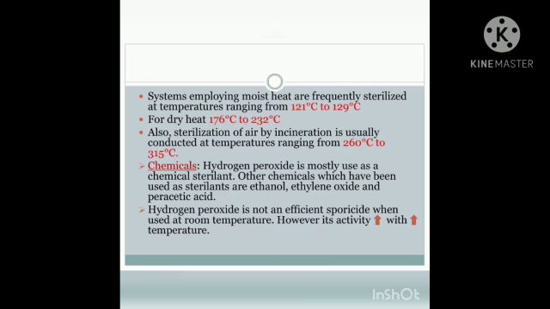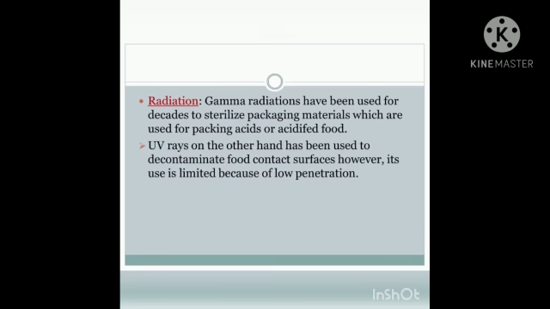Chemicals like hydrogen peroxide are mostly used as chemical sterilants. Other chemicals like ethanol, ethylene oxide and peracetic acid are also used. Hydrogen peroxide is not an efficient sporicide when used at room temperature. However, its activity increases with increasing temperature.